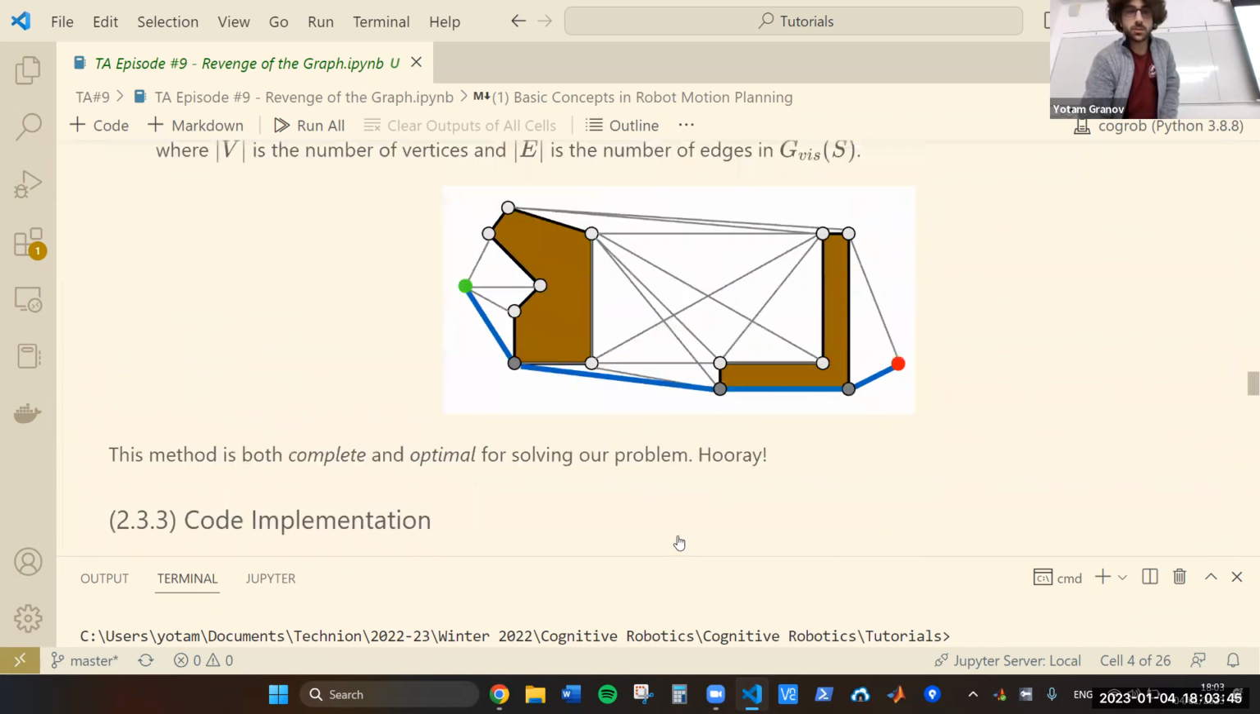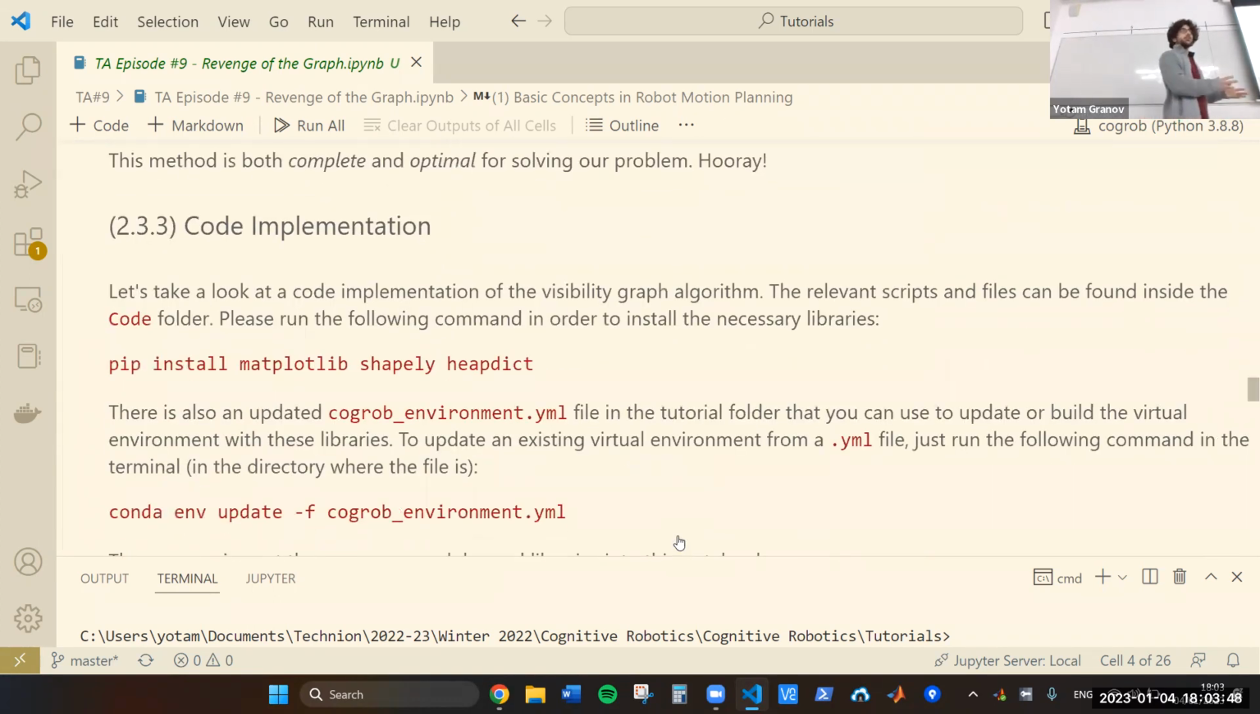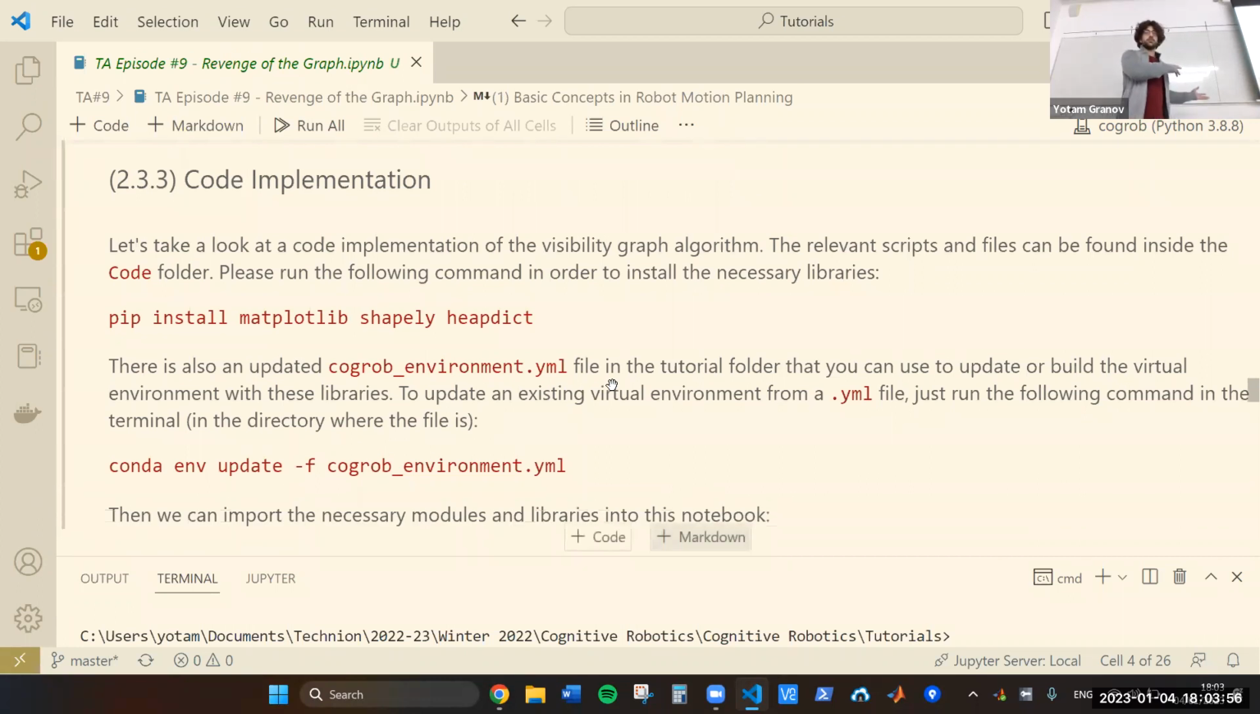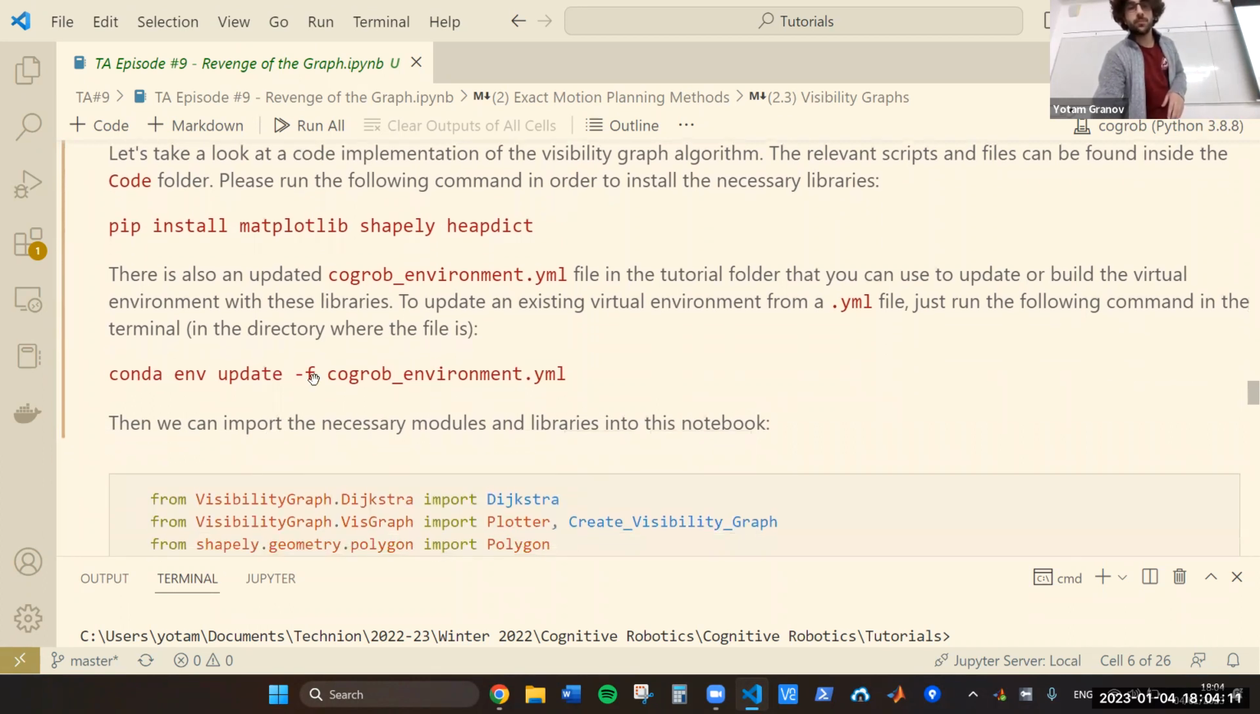So there should be some code here. I put in this TA a code implementation of visibility graphs based on an assignment from the robot motion planning course here at Technion. To use this code, you just need to run this line, pip install matplotlib shapely heapdict. These are three libraries that are used here. You can either run this line, or if you're working in virtual environments, you can update your environment using the YAML file that I've attached inside the tutorial, either one. The versions don't really matter for those three. Add whatever versions, there's no issues there.